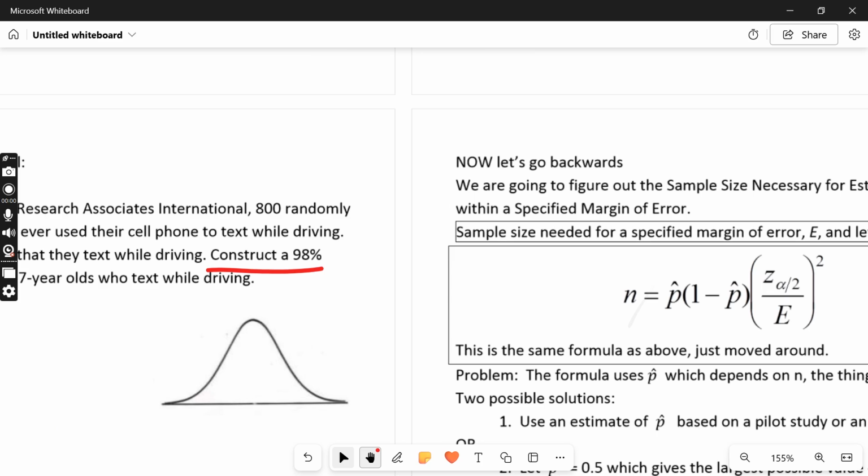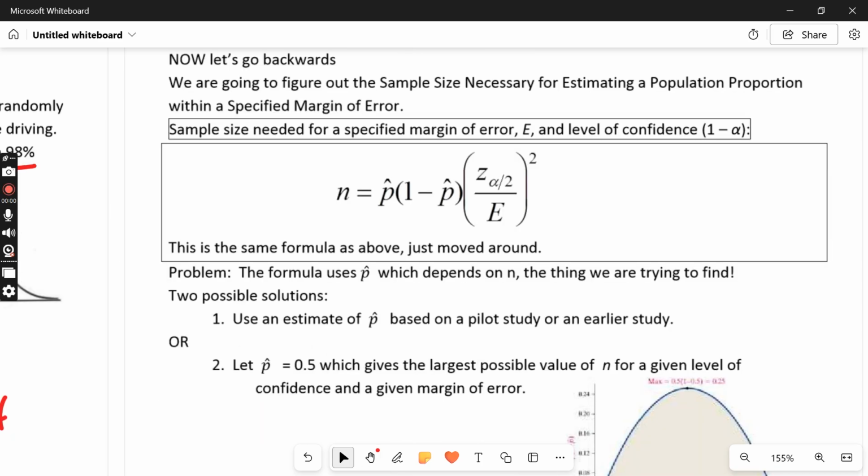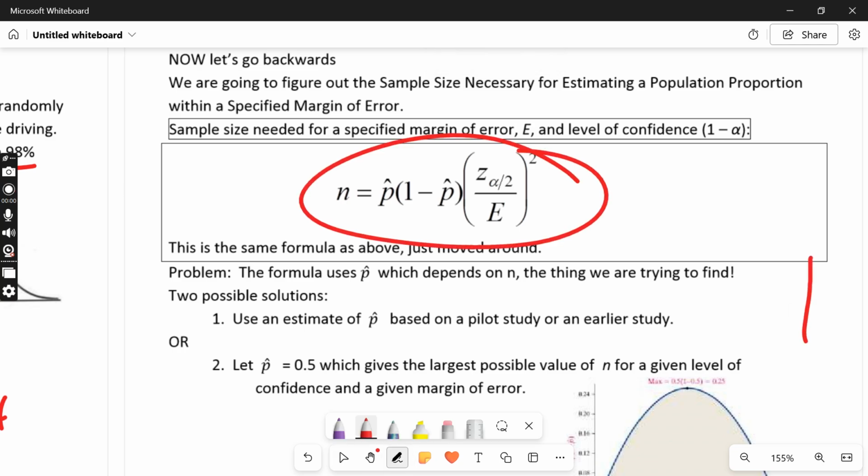Okay, so now we're going to go backwards. Now we're going to figure out what sample size is necessary for estimating the population proportion with a specific error. So we say, hey, we want to estimate, how big of a sample do we need? Okay, and then that's our formula that we're going to use. The main thing is there's 2 different ways that you can do this. Your p-hat, which is your point estimate, can be used based off of an earlier study, or you can use 0.5. Now, you don't get to decide. Your problem is going to decide for you. So your problem is going to tell you, hey, there was an earlier study, then you use the earlier study. If it doesn't give you information about an earlier study, then you use 0.5.